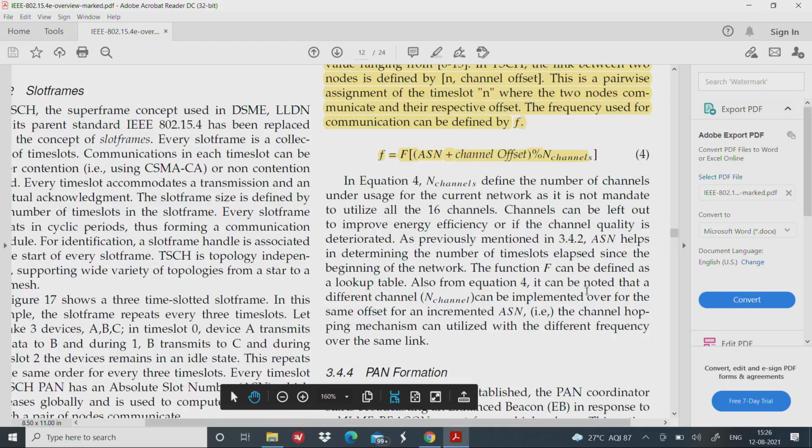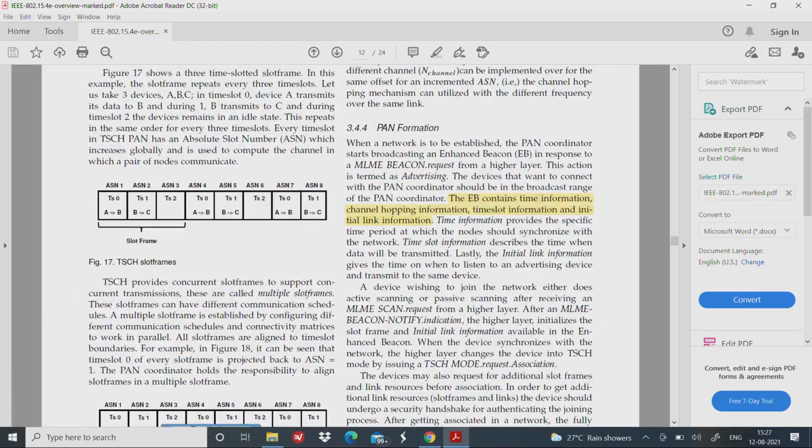The function f can be defined as a lookup table basically, and you can put it up there. Also from equation 4 it can be noted that a different channel can be implemented for the same offset for an incremented ASN. The channel hopping mechanism can be utilized with a different frequency over the same link. In other words, you can put n channels as any number that you like, but the whole network should know, that is the key point. You may want to use only 4, you may want to use all 16 and so on. So that part should be made extremely clear. Unless you work on this you may not get a full grip.